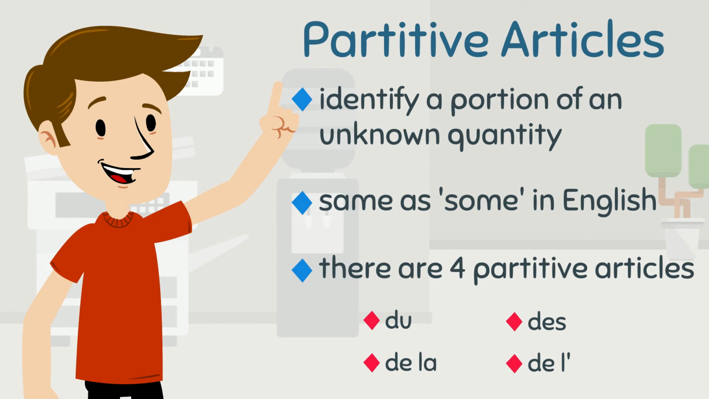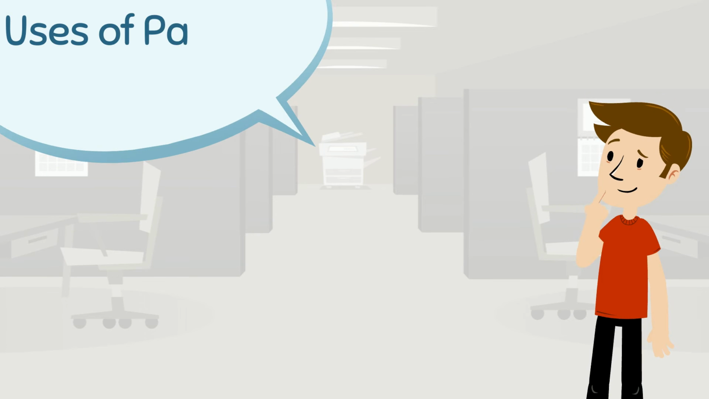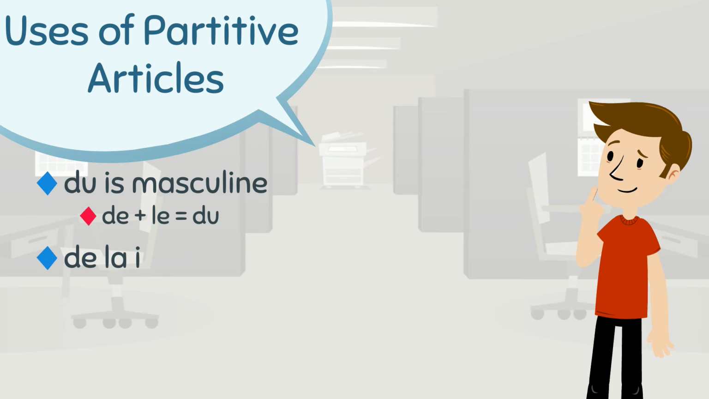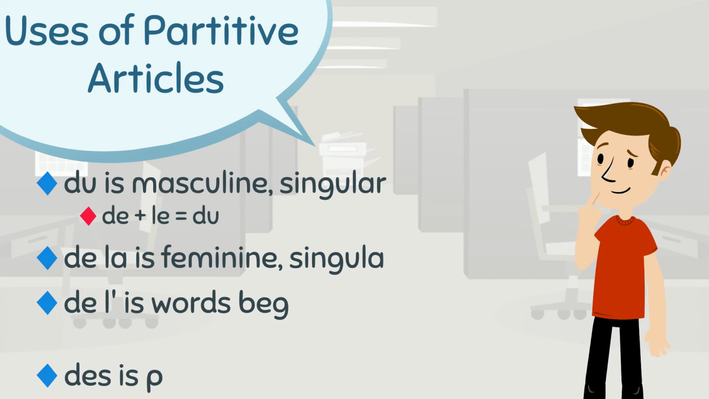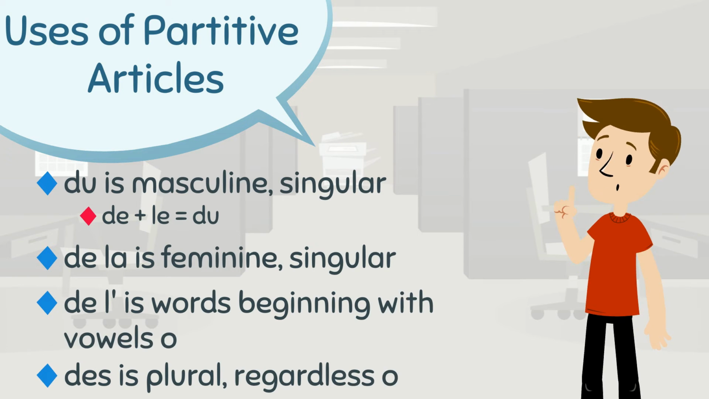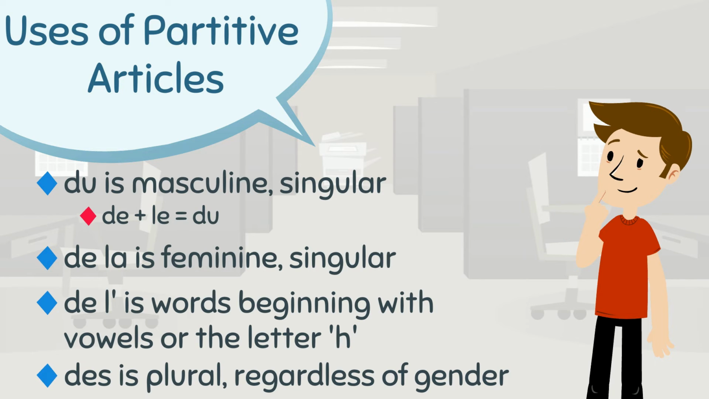So these four partitive articles are du, de la, de l', and des. In French, they don't like the consecutive "de le," so they combined it to be "du," so it's more fluid.